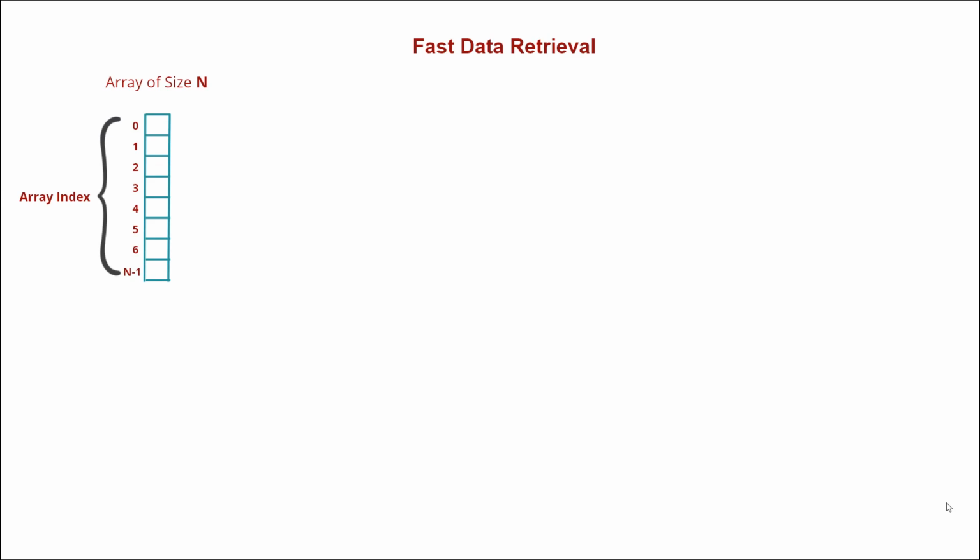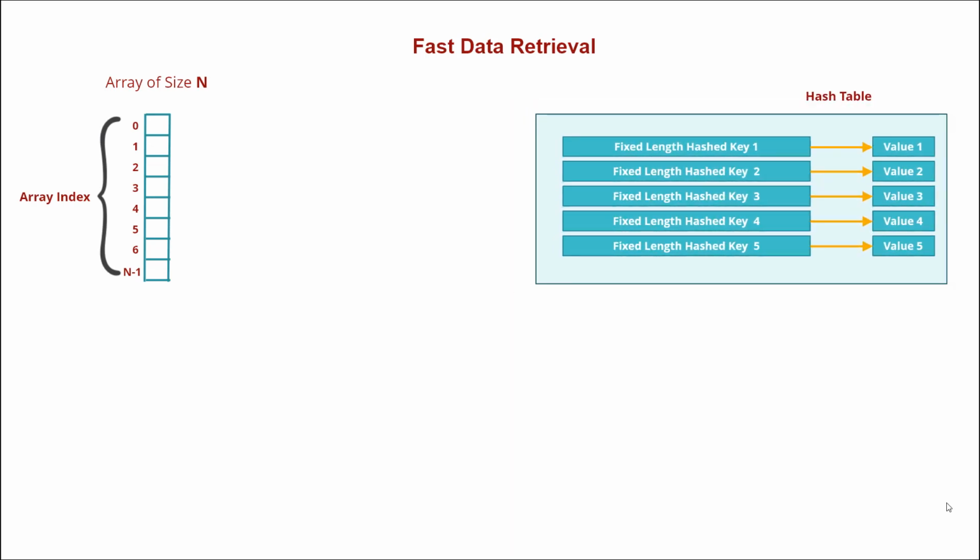In arrays, we store and retrieve data using an index, which is an integer. It's the position of the data in an array. In most programming languages, we have a data structure called hash table, which basically stores data in key value pairs. For example, in Python we have dictionaries and in Java we have map.